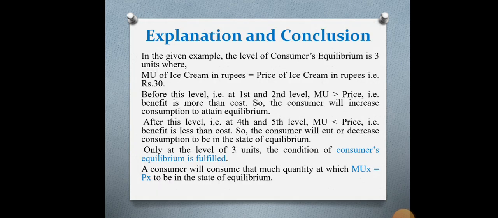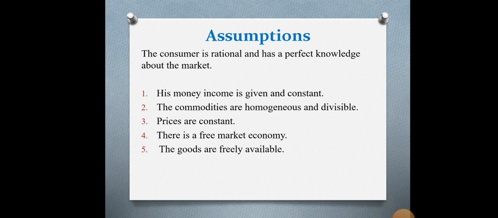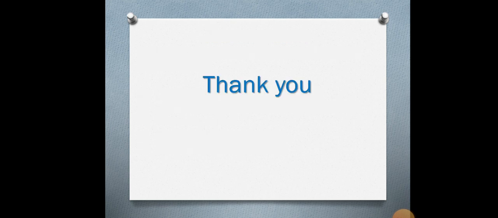The same has been explained here. The assumptions are explained again briefly, considering a few more points: there is a free market economy, the goods are freely available, the commodities are homogeneous and divisible, the prices are constant, and the consumer is rational and possesses the best knowledge of the market. So this was the concept.